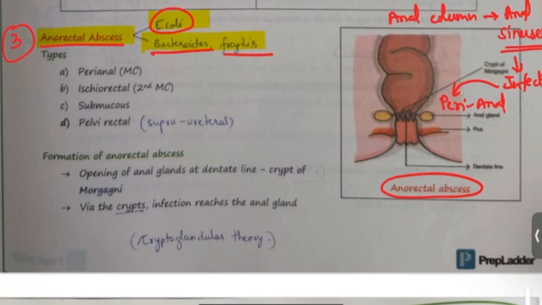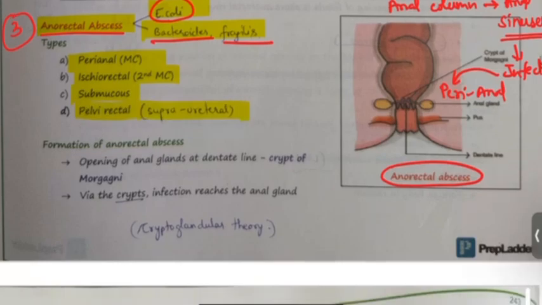Based on the location, we can say there are four types of anorectal abscesses: mainly perianal abscess, then ischiorectal, which is the second most common, and then submucosal or pelvirectal. It can reach up to the supralevator region. Perianal is the most common because it is nearest to the anal column.